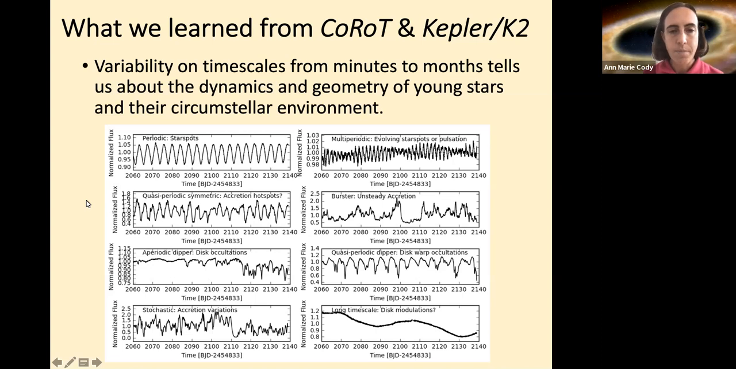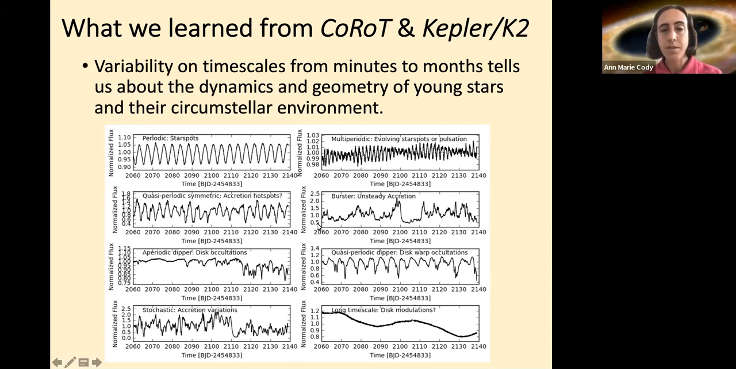We also see quasi-periodic behavior, which is a bit more difficult to interpret. It does also have a repeating pattern, but it tends to change in amplitude and shape from one cycle to the next. This may also be hot spots, but perhaps instead of cool magnetic spots, it could be accretion hot spots where the gas coming from the inner disk falls onto the stellar surface. Those might be more dynamic, and hence you would not have as stable a pattern. It could also be material in the inner disk occulting the star as it completes its orbit.